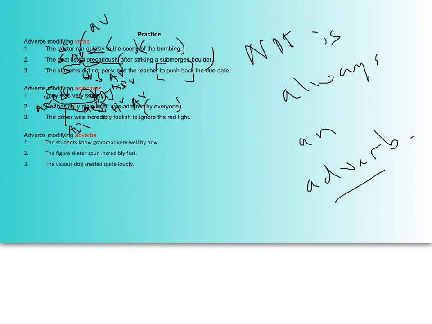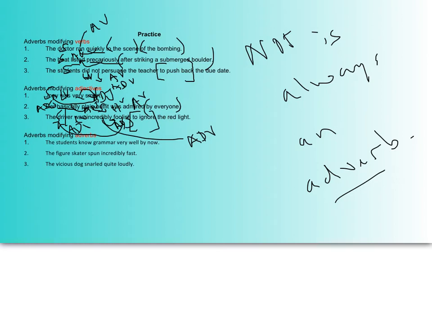The driver was incredibly foolish to ignore the red light. That's true. When you learn how to drive, do not ignore the red light. To ignore the red light is, we've got an infinitive phrase going on here. We're just going to ignore that for the moment. The driver is the subject. Was is working as our linking verb. Foolish is describing the driver, so we've got an adjective. But not just foolish, but incredibly foolish. Incredibly is modifying foolish, and that's working as an adverb.